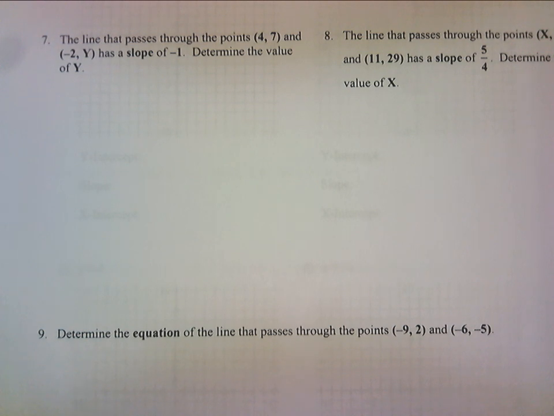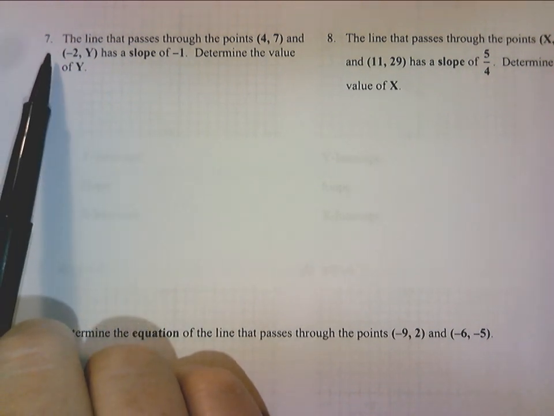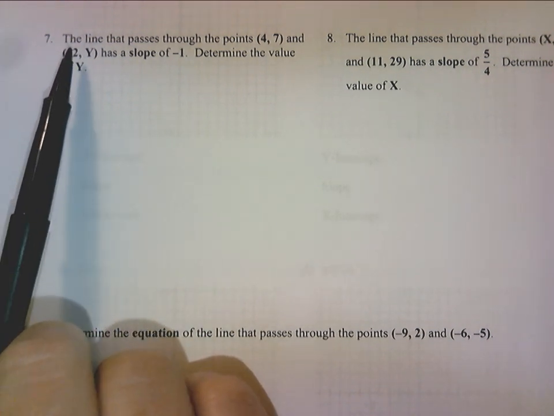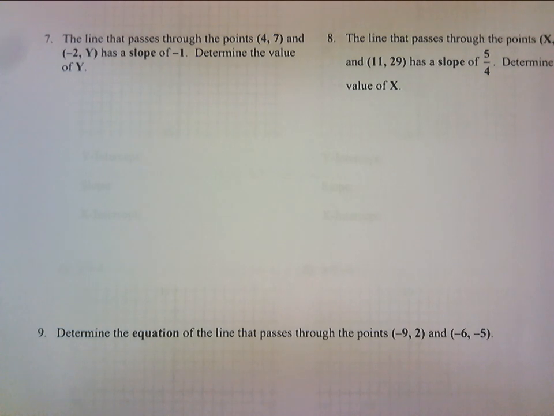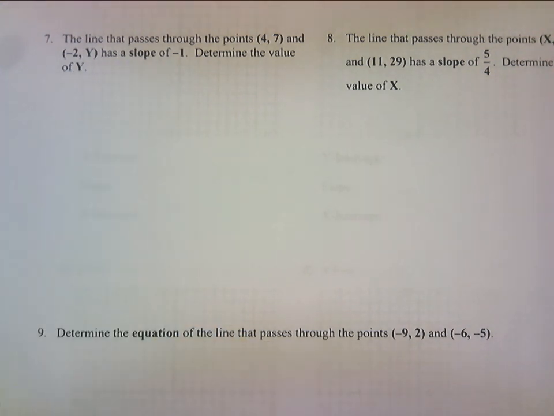In this video, we're going to do some more equation of a line practice, and we're going to try question number 7. So our question says, the line that passes through the points (4, 7) and (-2, y) has a slope of negative 1. Determine the value of y.